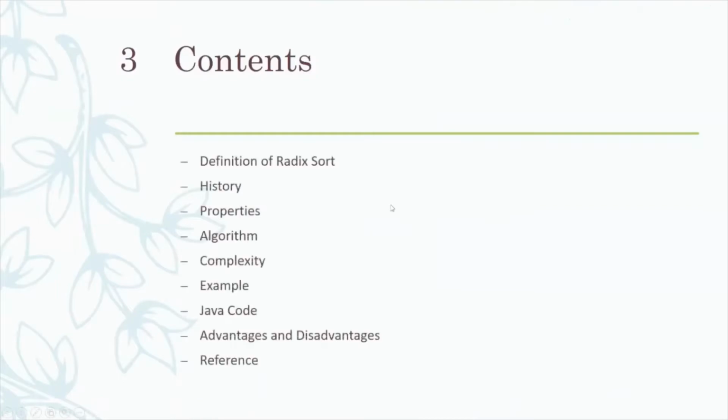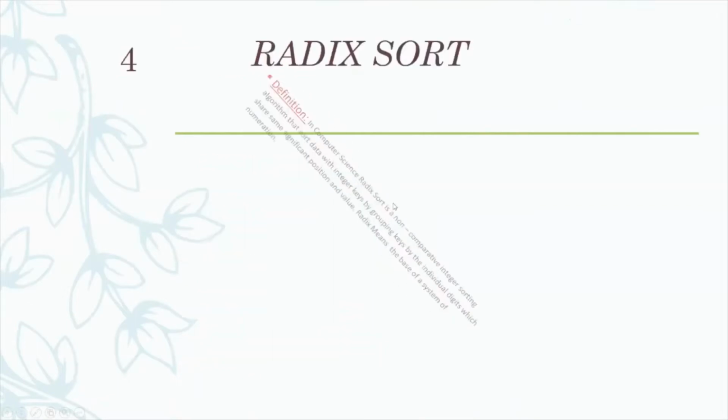Okay, my contents are: definition of Radix sort, history, properties, algorithm, complexity, example, Java code, advantages and disadvantages, and reference. Okay, now come to the definition part.